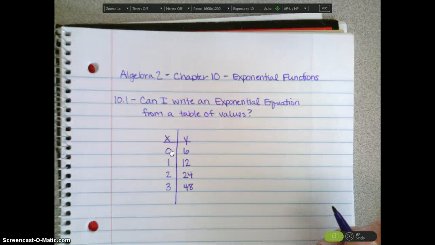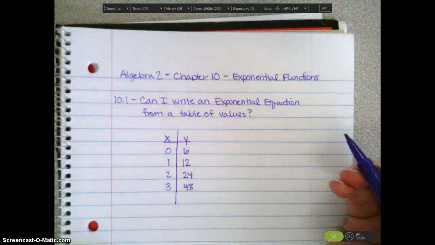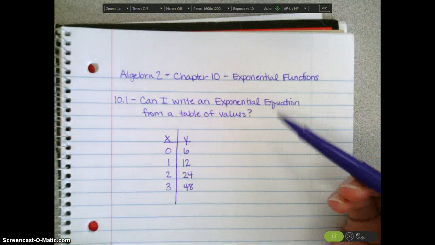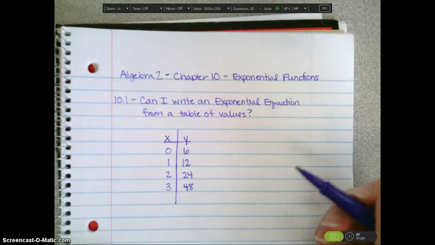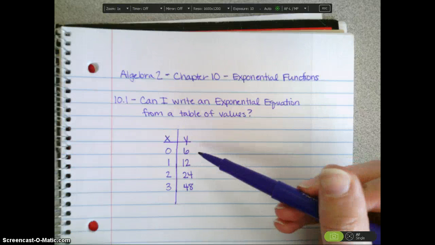Hi, this is just a quick review of what we've been covering in Chapter 10. The first section that we did was exponential functions, and we wanted to know, could we write equations from a table of values like the one given.